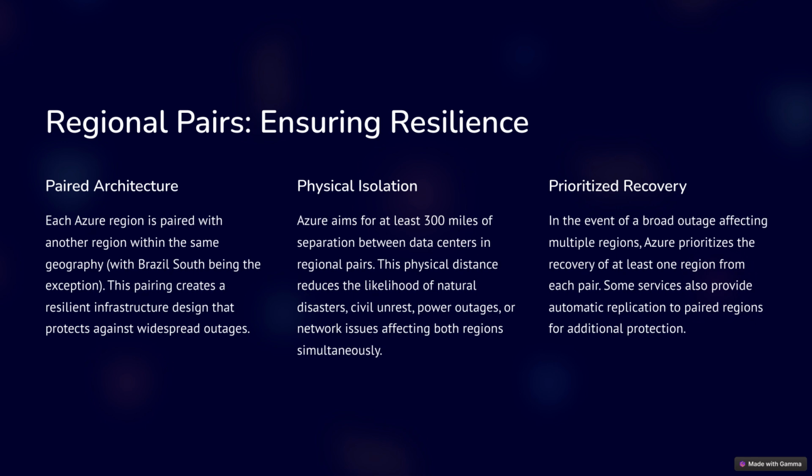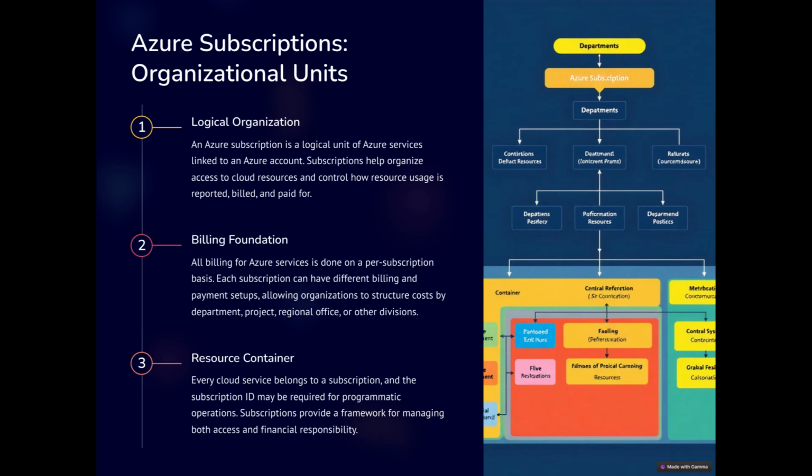So we've got these regions, these regional pairs, all this infrastructure, but how do you actually organize and manage it all within Azure? Right, that's where subscriptions come in. Slide 4, subscriptions, organizational units. Okay, so in simple terms, what exactly is an Azure subscription? Think of it as your key to the Azure kingdom. It's the basic building block for accessing and using all the services. It acts as a billing boundary and a security boundary that's linked to your Azure account. It's how you organize and control access to those cloud resources.